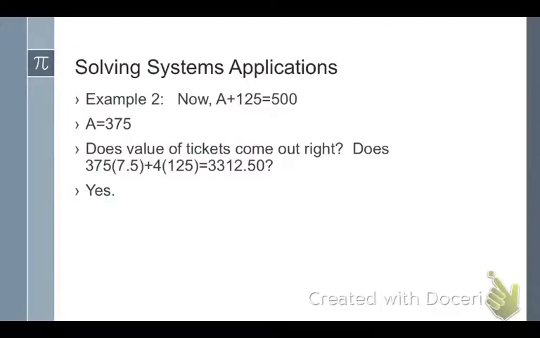So I've replaced my children's tickets with what I just found. That was a C before. Now it's 125. And when I subtract 125 from both sides, I get A is 375. Now I check this with the value equation.